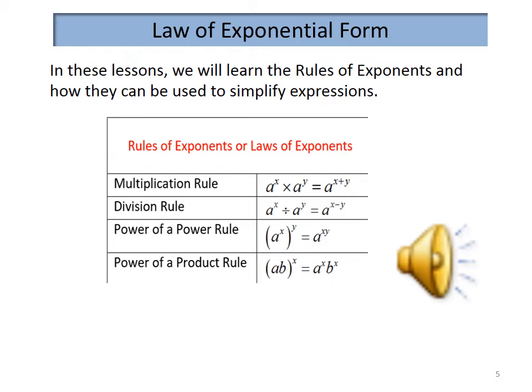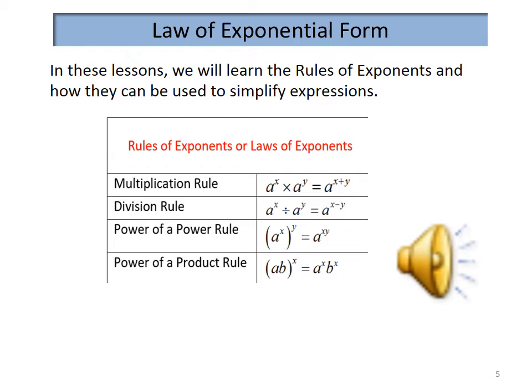In the division rule, you can see that one power is x and the other power is y, but the bases are the same. In this case you are going to subtract these two powers. Power over power rule means there is one power inside and one power outside, so we are going to multiply the powers. The answer becomes a power xy.